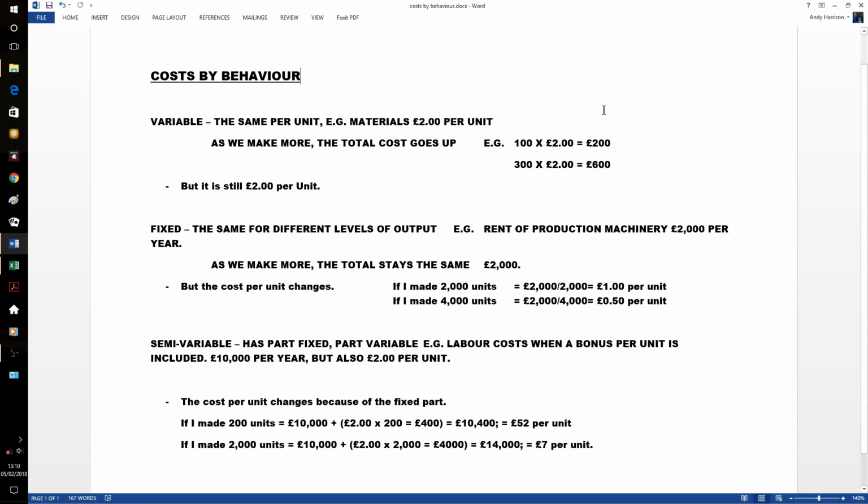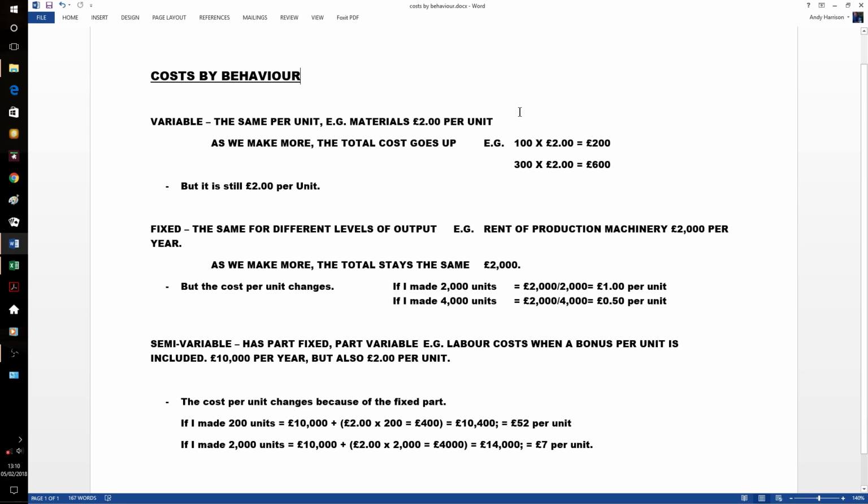So, quick introduction first. Variable costs are the same per unit. They vary with levels of output. So best example, materials, it's £2 per unit in this case. Could also be direct labour cost, or we can also have a variable overhead, we could have packaging, all sorts of other costs. The more we make, the more the cost goes up. But it goes up consistently.